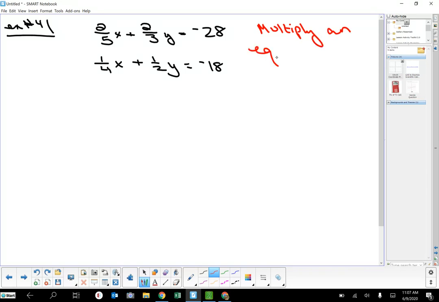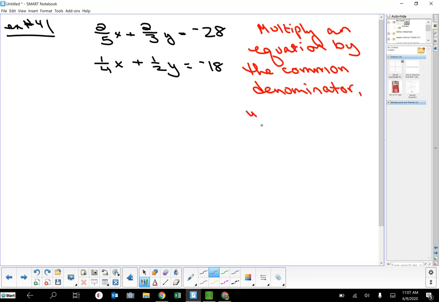an equation with fractions by the common denominator, you will eliminate the fractions. Okay? And if you don't know what that common denominator is, come and find out. Ask me or go search online how to find a common denominator. A lot of times it's the two values multiplied together.